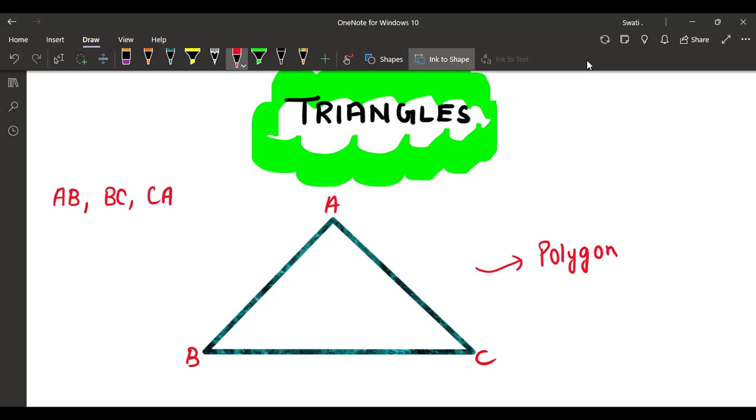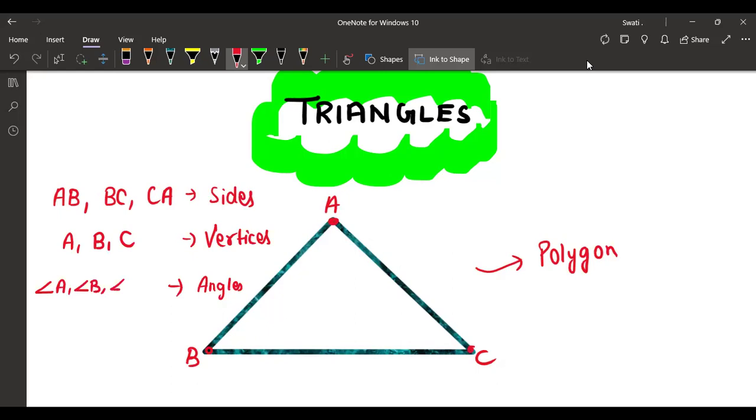Got it? How many vertices? These are called sides. How many vertices are there? Three. Vertices are like the corner points: A, B, and C. How many angles are there? Three, right? So you can write down there are three angles. Angle A, this is the symbol of angle. So it's angle A, angle B, and angle C, right? Clear? This is very basic information about the triangle.